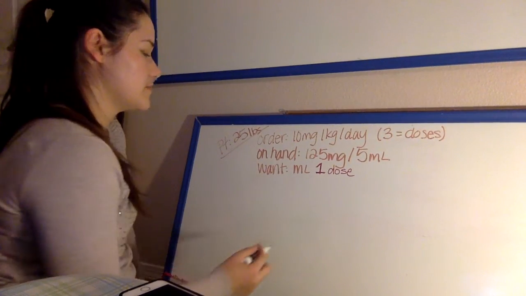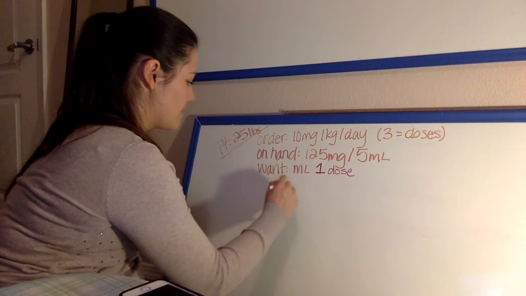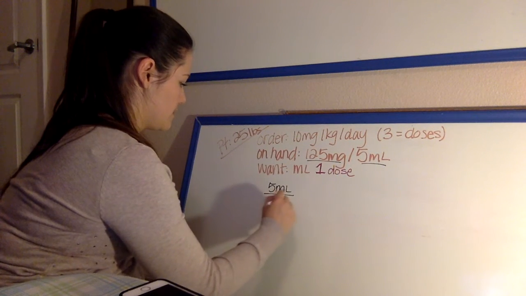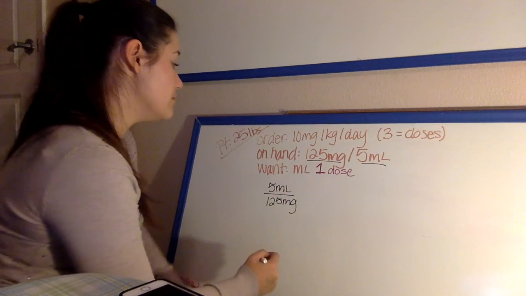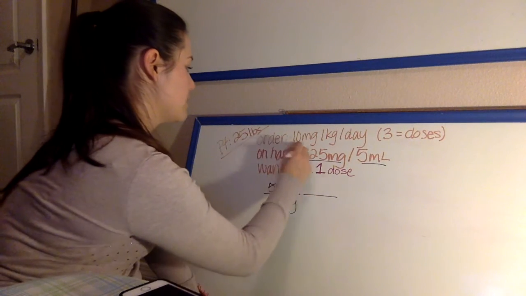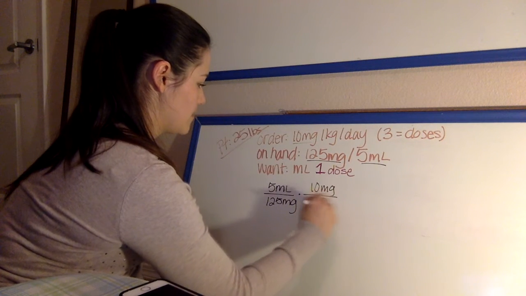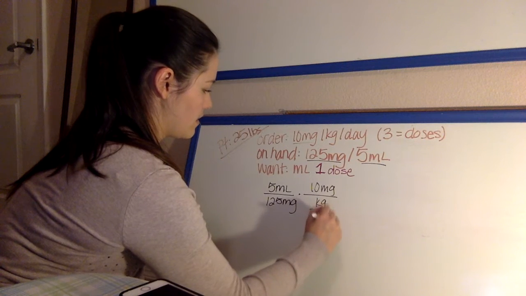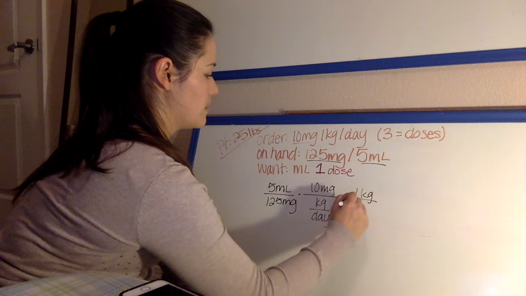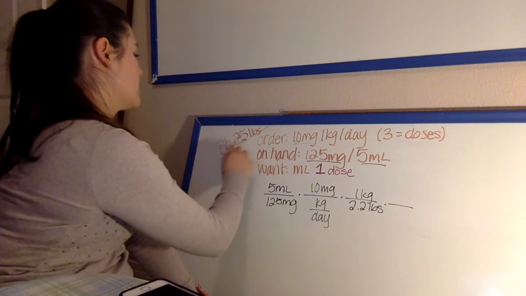So we want milliliters, so we're going to start with that, okay? I have 5 milliliters, because that's what I have on hand, right? My 5 milliliters per my 125 milligrams. Okay, so now I need to find a way to cancel out my milligrams. I have 10 milligrams up here, and this is per kilogram per day. All right, so we know that 1 kilogram equals 2.2 pounds, and our patient is 25 pounds.